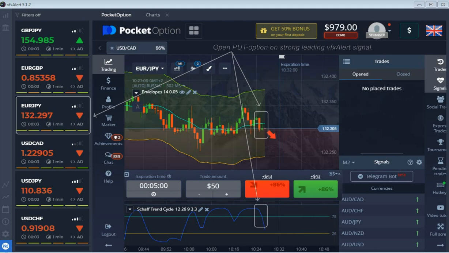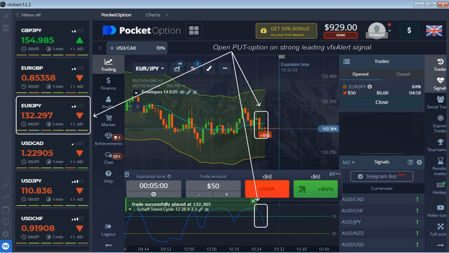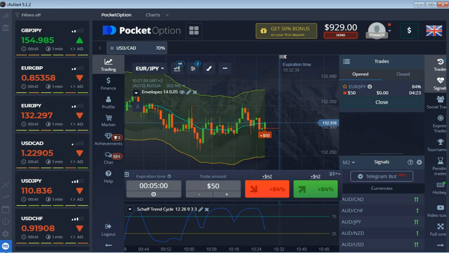Euro yen. There is no signal on envelopes for the beginning of the trend. Open an option or wait for the end of the sideways movement. There are strong downtrend signals on vfxAlert and Trend Cycle. Let's open the second put option.